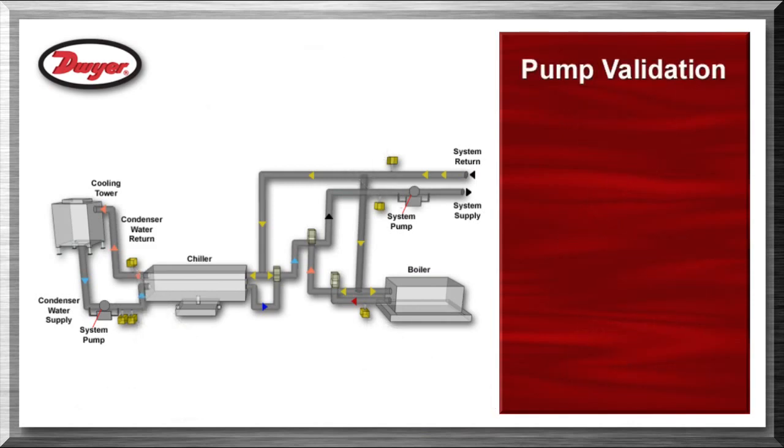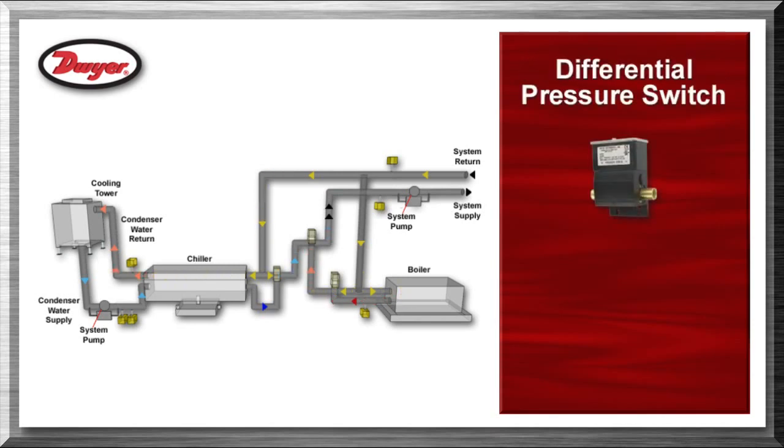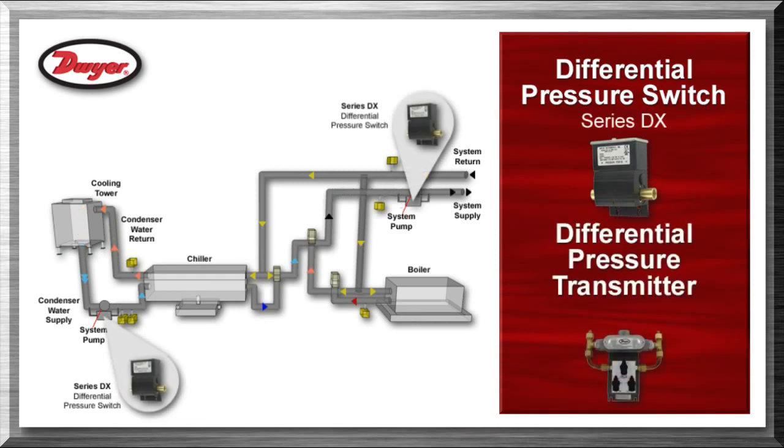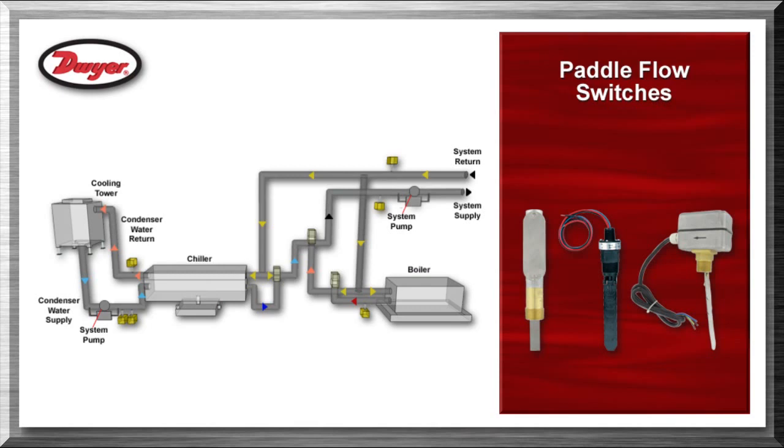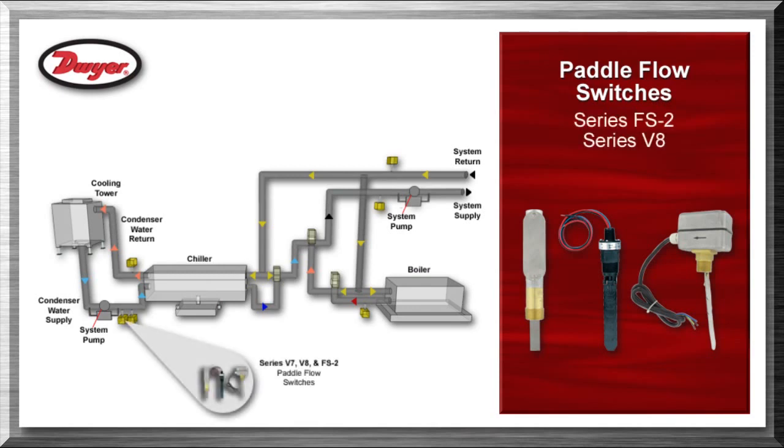Dwyer offers several products that can be used for pump validation, proving that the pump is operating and that there is water flow. Differential pressure switches, series DX, or differential pressure transmitters, series 629, can be used by monitoring the differential pressure between upstream and downstream of the pump. Current switches, series CCS and series MCS, can be used by monitoring the current usage of the pump. Paddle flow switches, including series FS2, series V8, or series V7, can be used by monitoring the water flow rate exiting the pump.